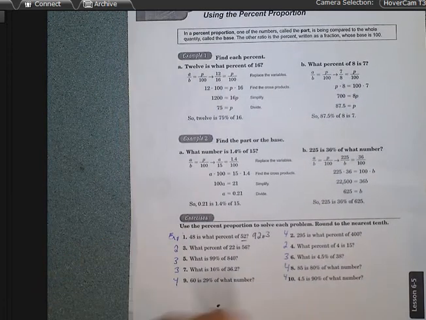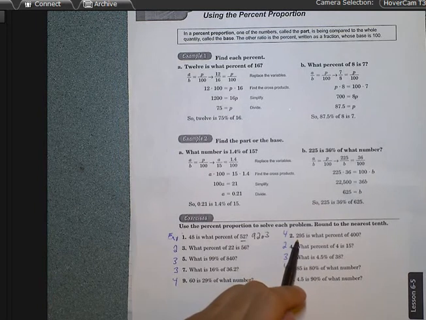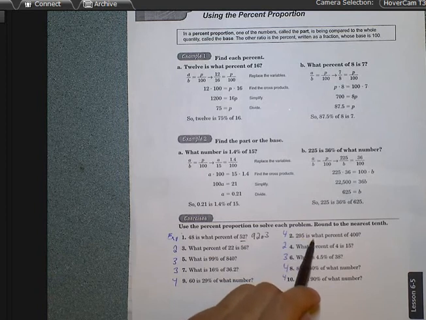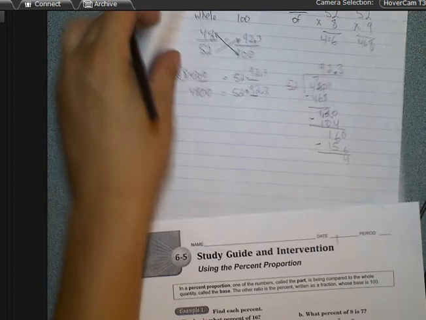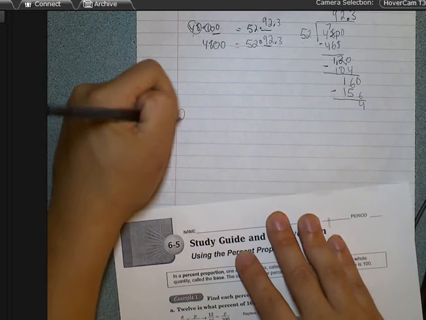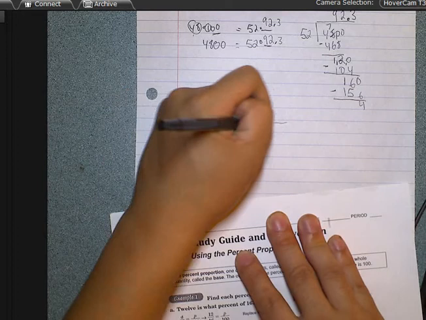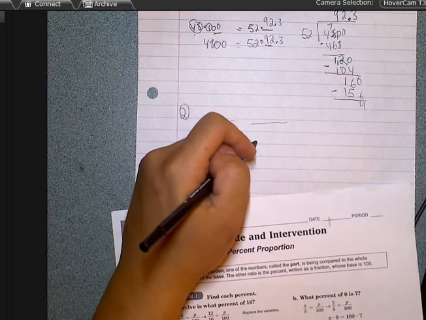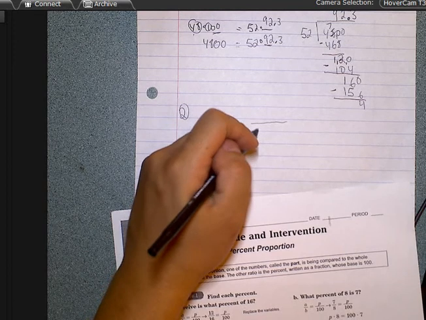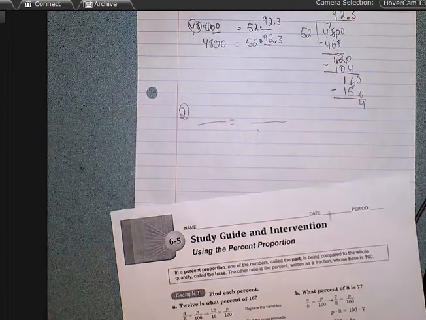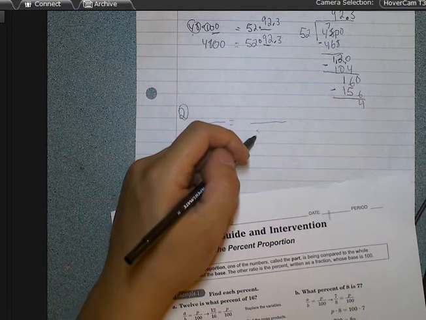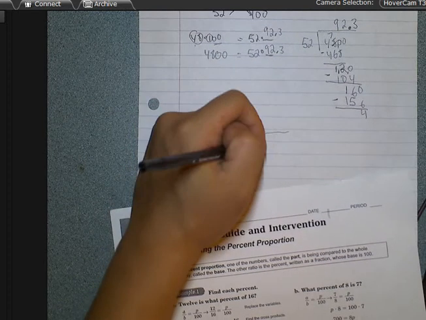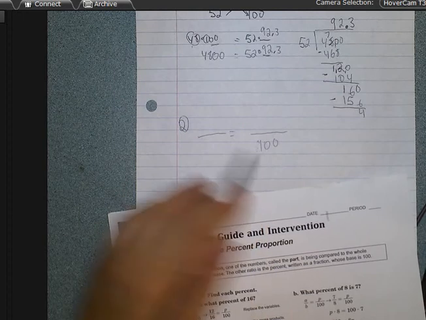So the answer is 92.3. We're going to go on to number 2 right here. Number 2 is 295 is what percent of 400? So we're going to write down number 2 right here. And we know we have 2 fractions. What goes on the bottom right-hand side? I'm not even looking at my problem. What always goes on the bottom right-hand side? 100. Make sure 100 always goes down on the bottom right-hand side.